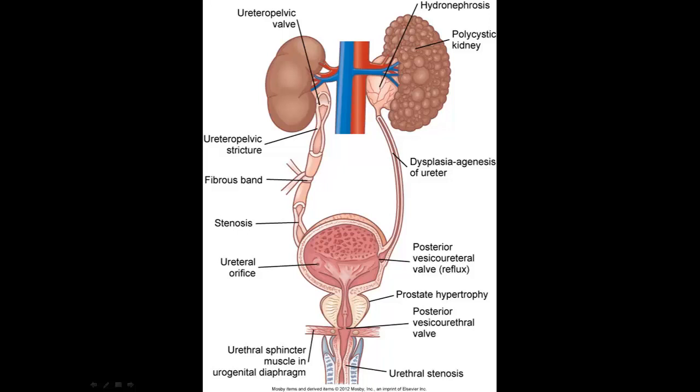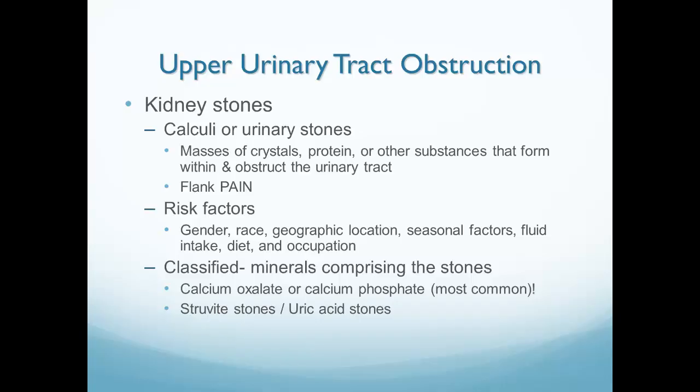Lastly, we have the polycystic kidney disease here, where there's all these little cysts that are forming on the kidney, and that's going to interfere with urinary function. In our upper urinary tract, we can have obstruction from stones. Okay, let's talk about those stones for a moment.